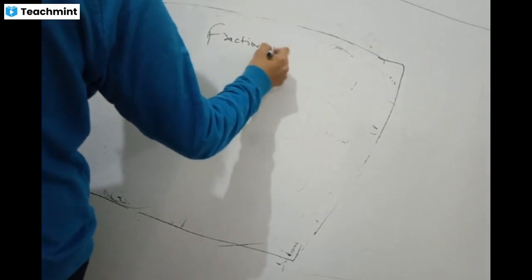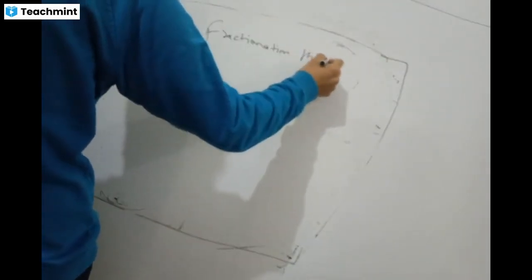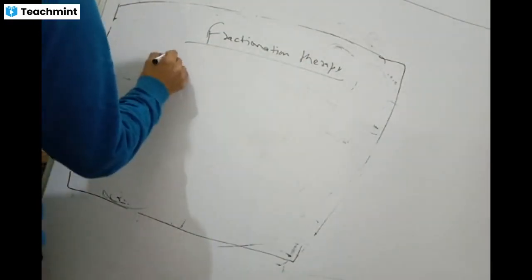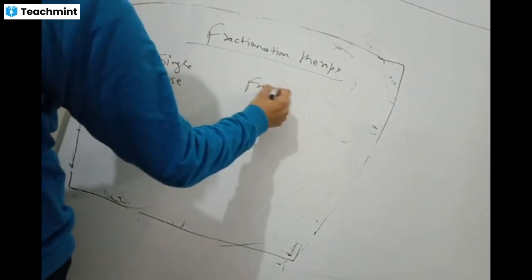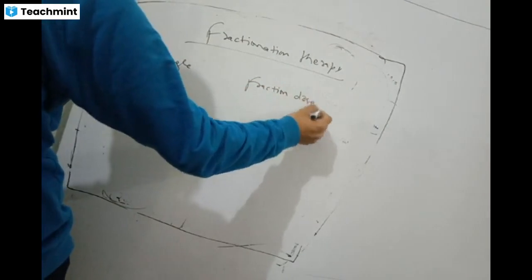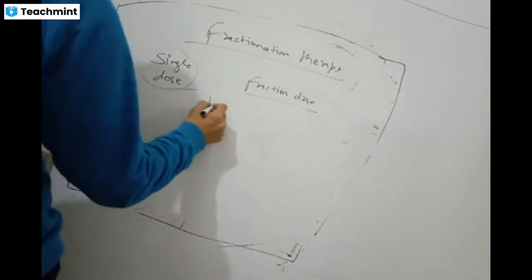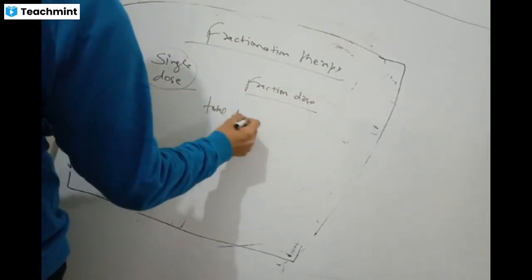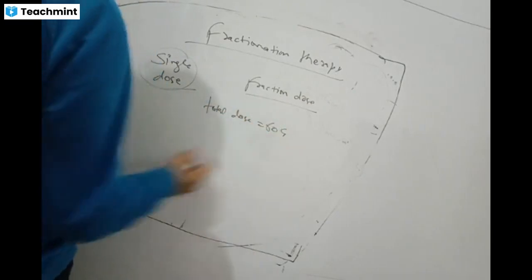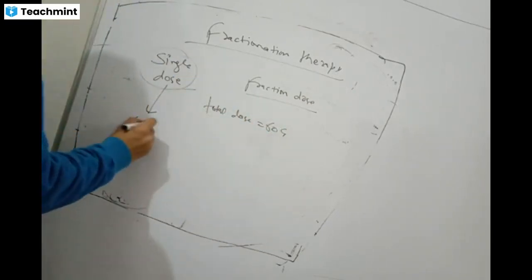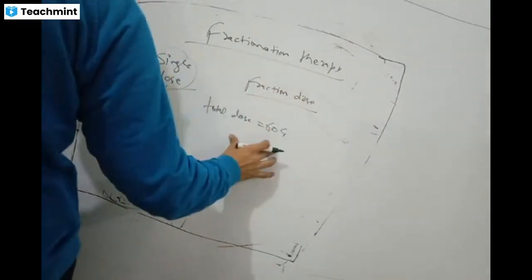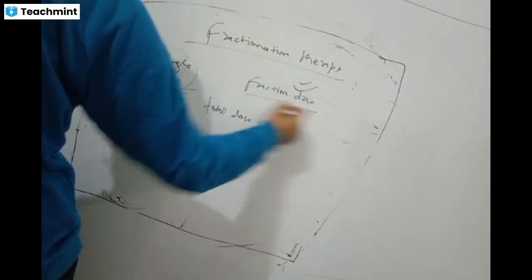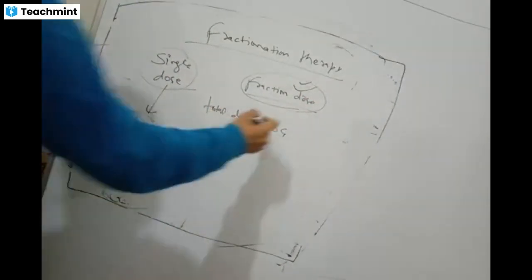There is one term, fractionation therapy. One term is single dose and one is multiple or fraction dose. Suppose you have a total dose of 60 gray. With a single dose, you can give 60 gray at once. But in case of animal radiotherapy, we use fraction dose therapy.